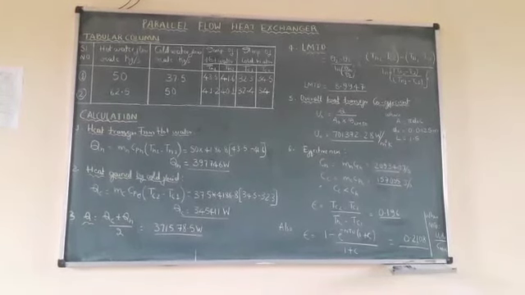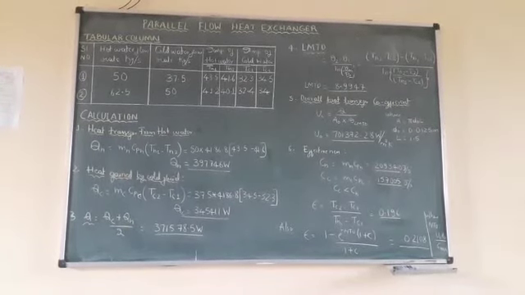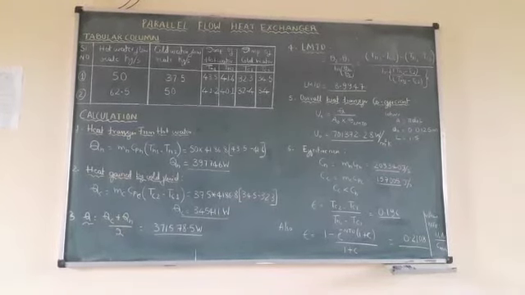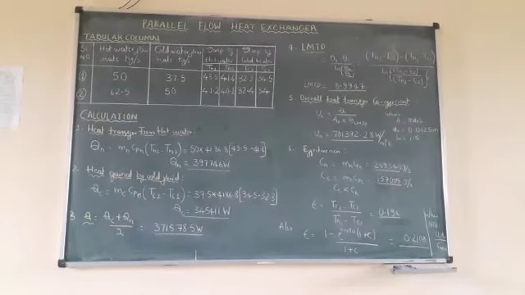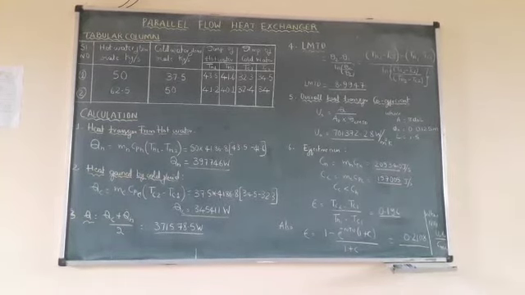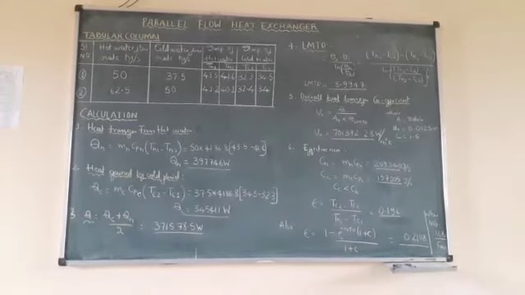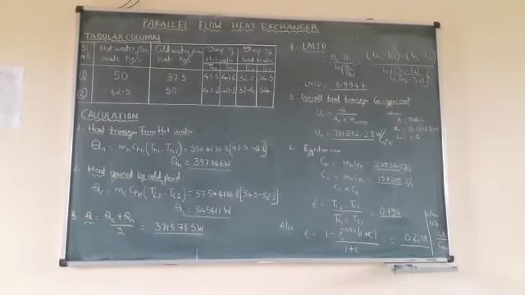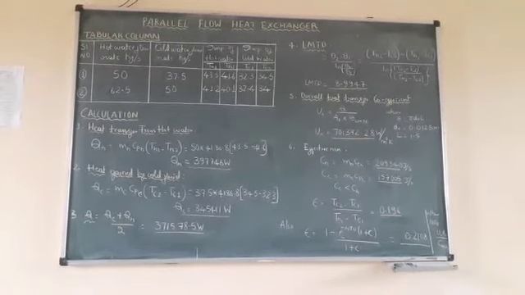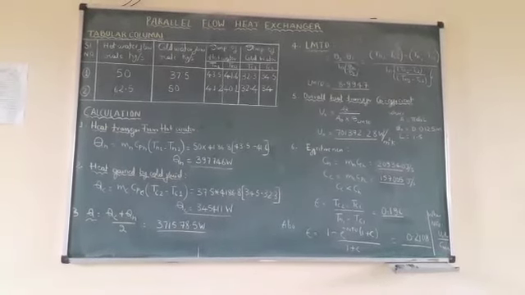Next is effectiveness. Effectiveness formula is given by Tc2 minus Tc1 divided by Th1 minus Tc1 when Cc is less than Ch. So we can calculate what is effectiveness of the heat exchanger over here. Next, calculate effectiveness by using NTU approach, where NTU is U naught A naught divided by C min. You substitute the values in the expression. So by NTU approach we got effectiveness as 0.2108.